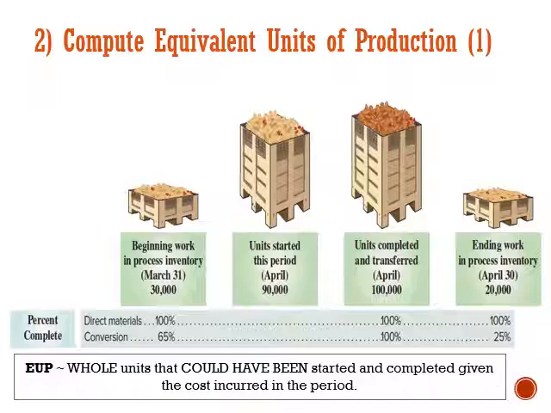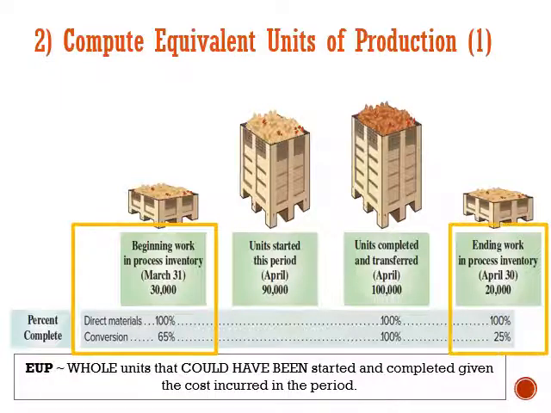In both roasting and blending departments, direct materials enter production at the beginning of the process, while conversion costs occur throughout each department's processing. We can see from the data given that beginning work in process inventory is 100% complete for direct materials, but only 65% complete for conversion. For ending work in process inventory, it is 100% complete for direct materials, but only 25% complete for conversion. And naturally, units completed and transferred to the blending department are 100% complete for both direct materials and conversion.